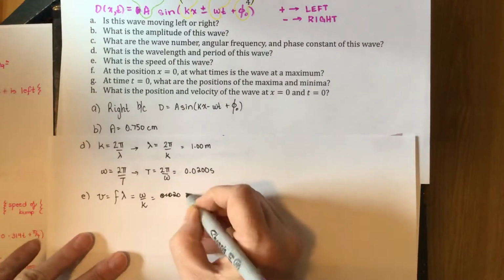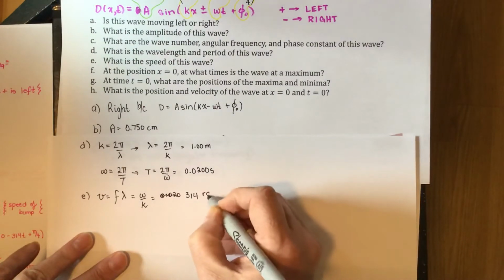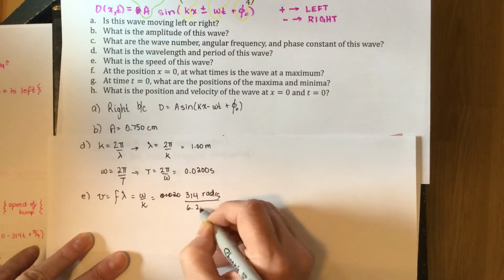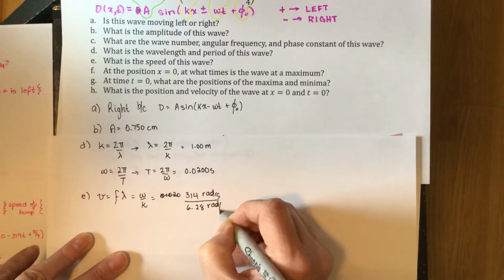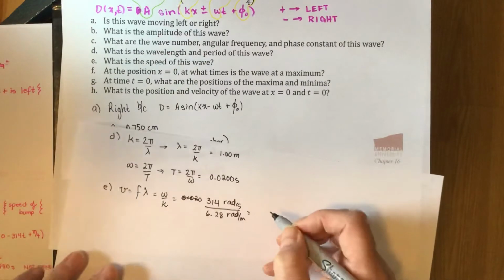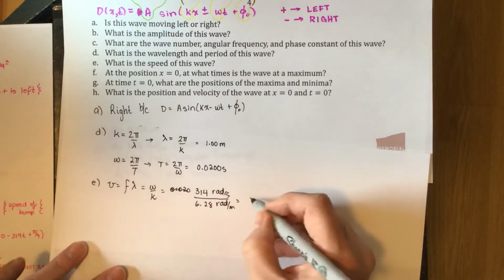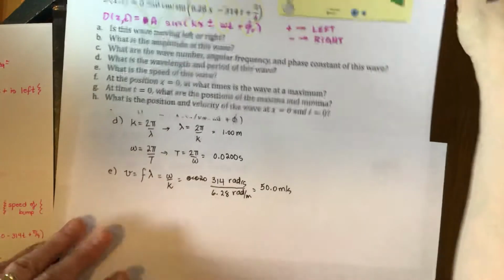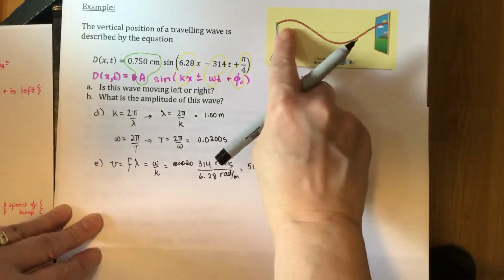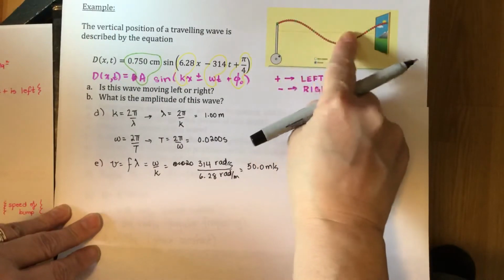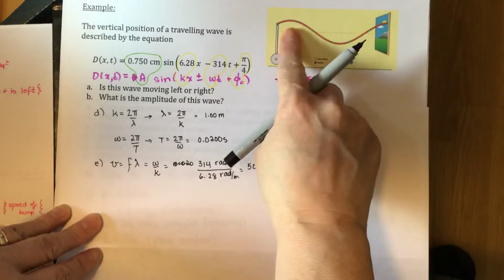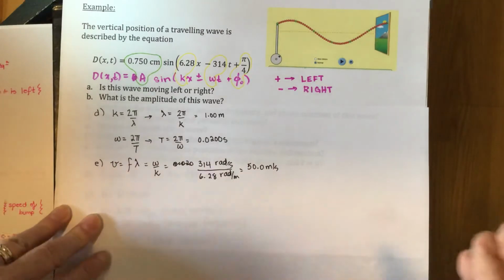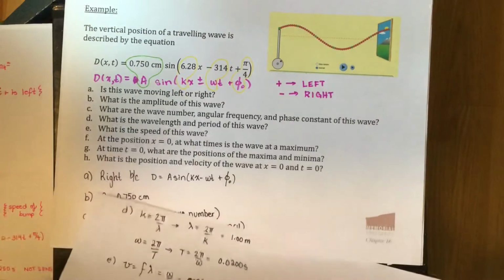Omega was 314 radians per second, divided by k, 6.28 radians per meter. Put that through the calculator. What you should get for your wave speed is 50 meters per second. And what that wave speed means is when we have this wave on the string and it's traveling to the right, this bump is traveling 50 meters every second along that string. So that's what the wave speed tells us.